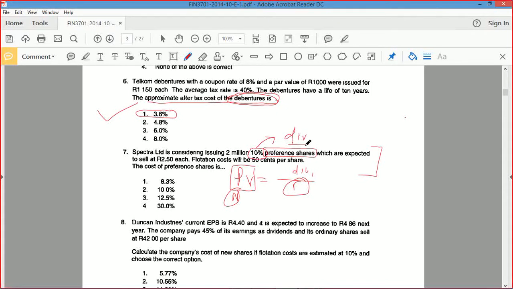Okay, so the dividend is 10% of the par value of the R2.50. And the flotation. Okay, so your PV would be the net proceeds: R2.50 less 10%, less 50 cents. So it would be R2, with your dividend being R2.25. Yeah, the dividend is 10% of R2.50.